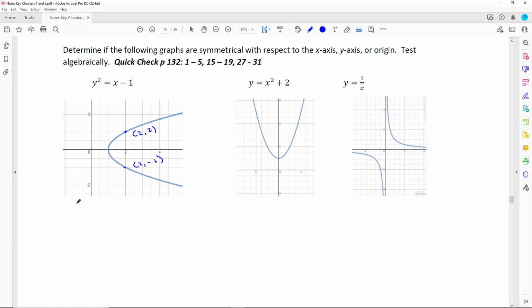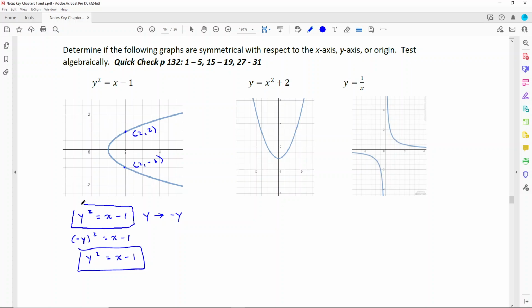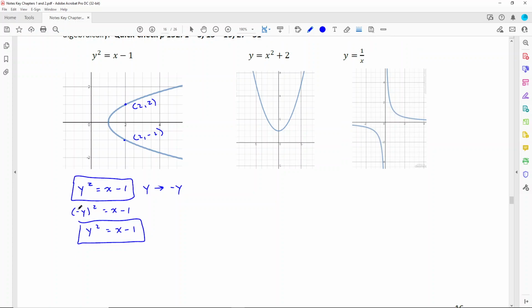So what you do is you take your equation, y squared equals x minus 1, and you replace y with -y. So in for y, I'm going to put in -y. And then you simplify. So (-y) squared is y squared. Now what do you notice happened? This equation and this equation match. So since it came out equivalent, there is x-axis symmetry.